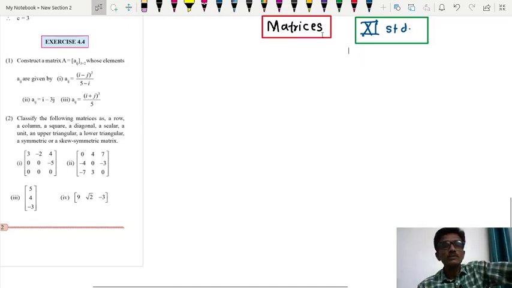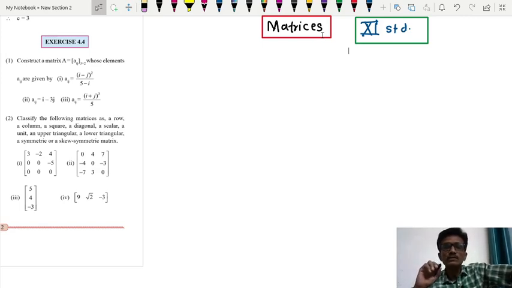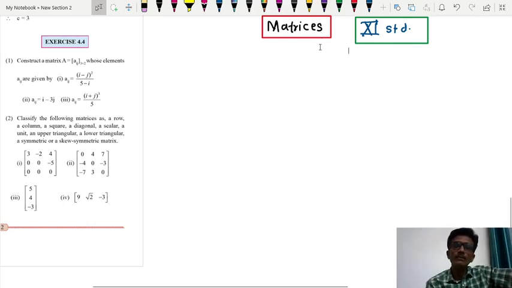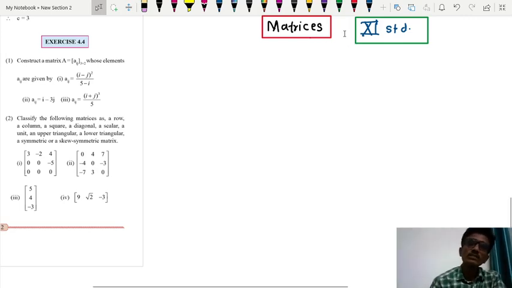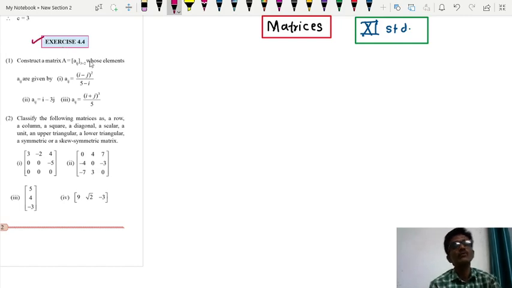Matrices topic, first exercise, that is exercise 4.4. This is just a basic exercise on constructing a matrix of a given order and classifying matrices by definition or by the types of matrices. So let's start with the first exercise, that is exercise 4.4. Here matrices is starting, the first exercise is 4.4.